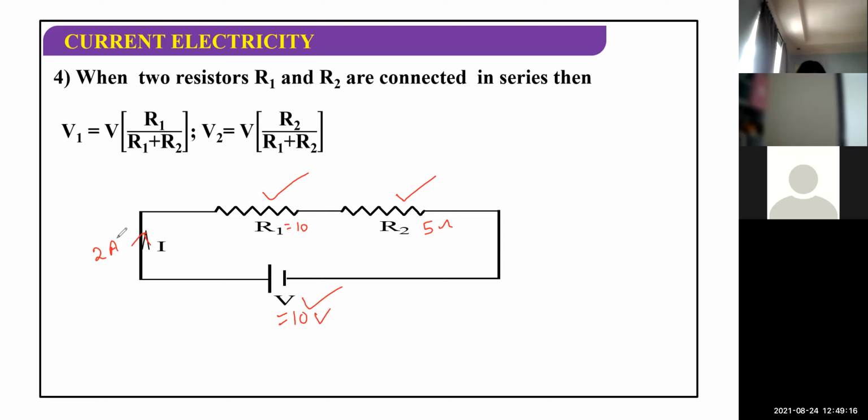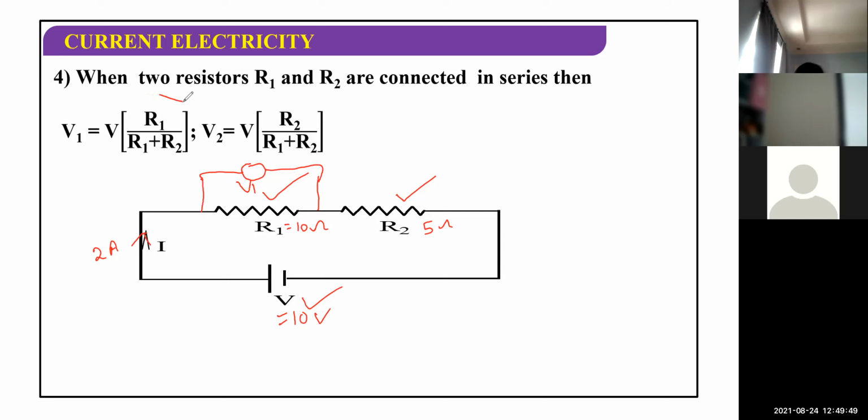Now, children, listen carefully. The question is to find the potential difference, or potential drop, across resistance number 1, which means you have to find V1. Try to find out the value of V1. If you connect a voltmeter across the resistance, which I have taken as 10 ohm, can you find the potential drop across this resistor R1?